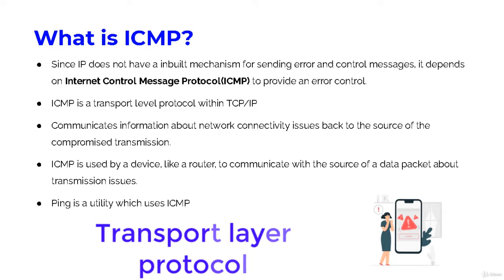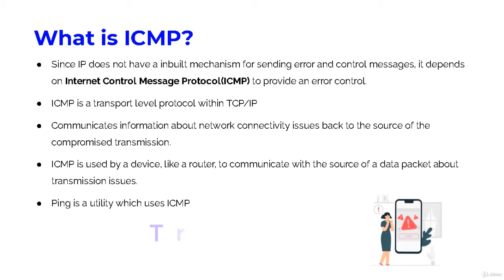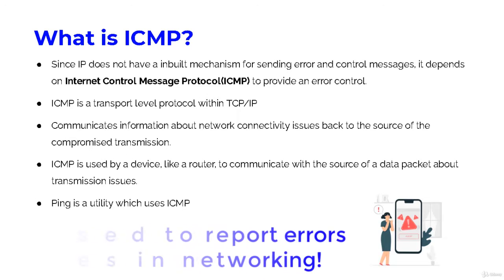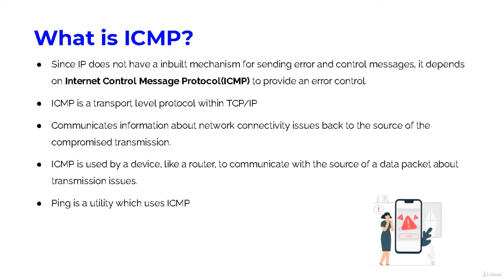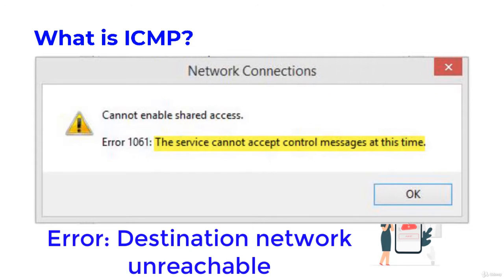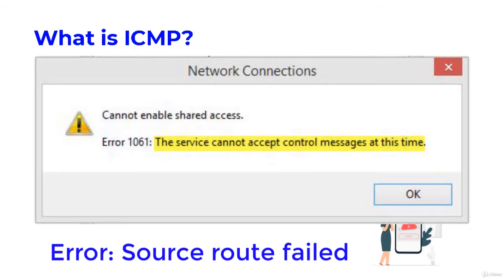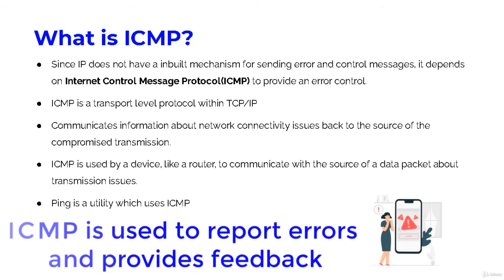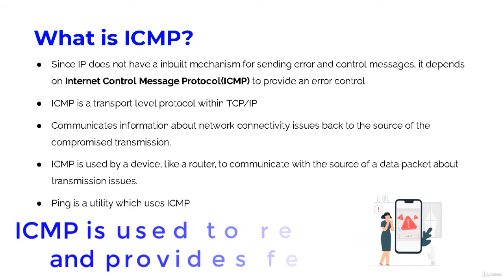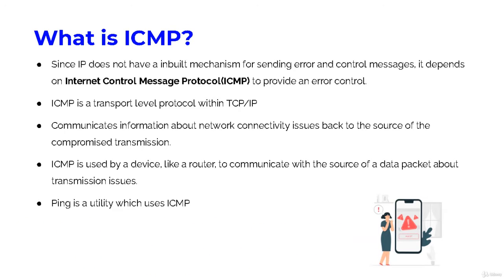ICMP is a transport level protocol within the TCP/IP model which communicates information about network connectivity issues back to the source of the compromised transmission. It sends control messages such as destination network unreachable, source route failed, and source quench. It uses a data packet structure with an 8-byte header and variable size data section. ICMP does not attempt to make IP a reliable protocol. It simply attempts to report errors and provide feedback on specific conditions. ICMP messages are carried out as IP packets and are therefore unreliable.